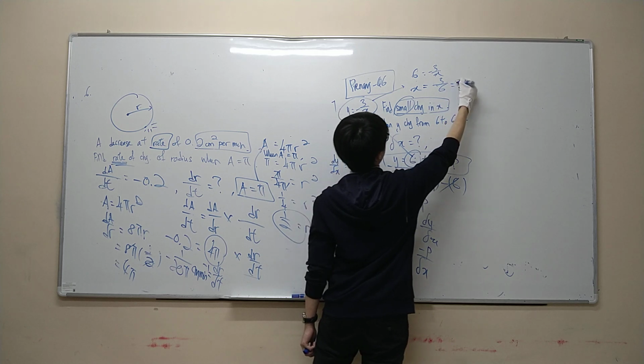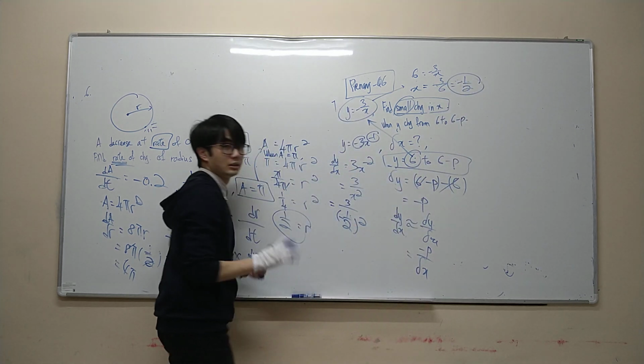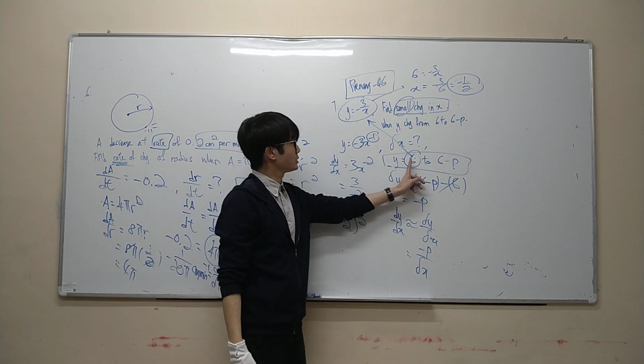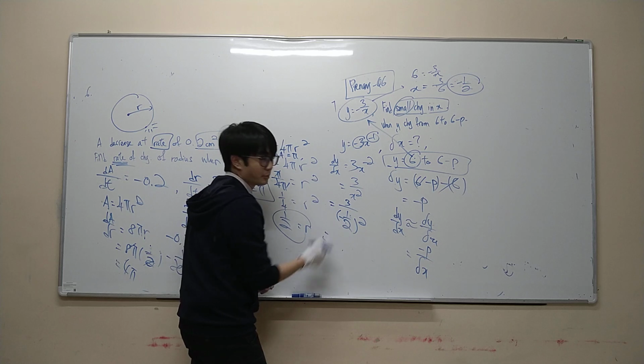So tukar tempat, so it will be negative 1 over 2. And this is what you put inside here, negative 1 over 2. It means that when y equals to 6, x equals to negative 1 over 2. And that's why you put negative 1 over 2.